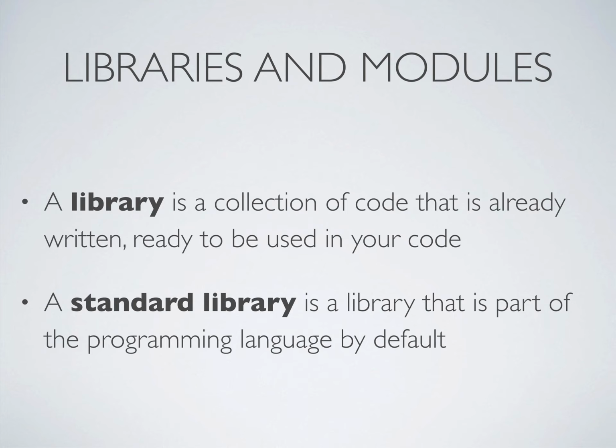A standard library is a collection of code that's already written, ready for you to use, that's part of the programming language by default. So this is downloaded automatically when you download Python. Now that said, there are third-party libraries, which are basically libraries that are not standard libraries. These would be libraries that you would have to download separately. I'll talk briefly about them, but that won't be the focus. The focus in this class will be standard libraries.